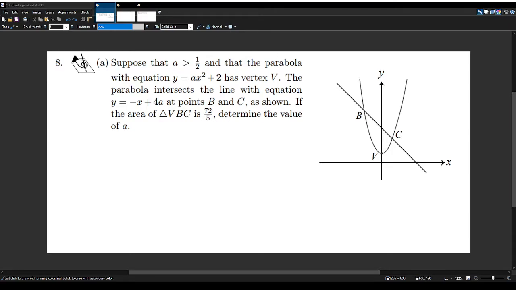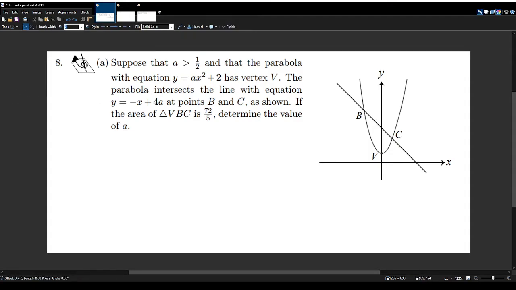So let's get started. Suppose a is greater than 1 over 2 and that the parabola with the equation y equals ax squared plus 2 has vertex V. The parabola intersects the line with the equation y equals negative x plus 4a at points B and C as shown. If the area of triangle VBC is 72 over 5, determine the value of a. So this triangle over here is 72 over 5.